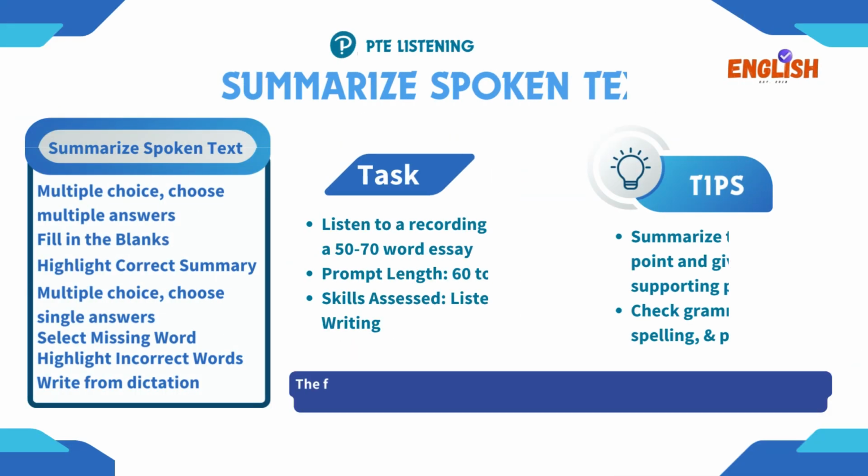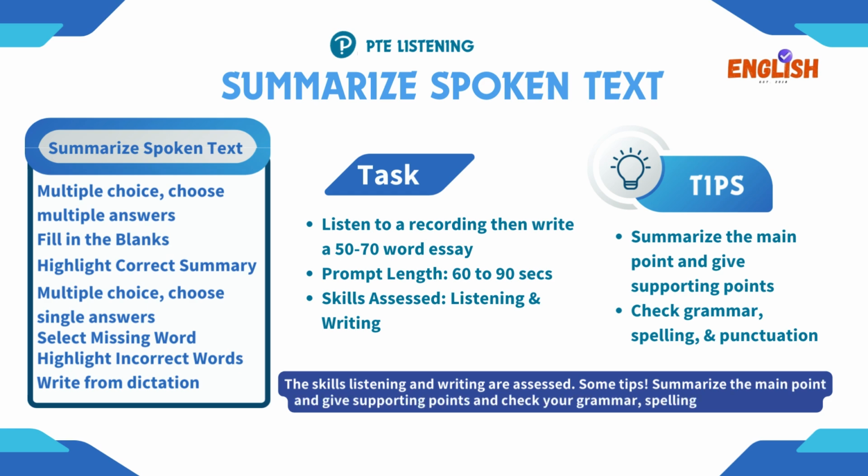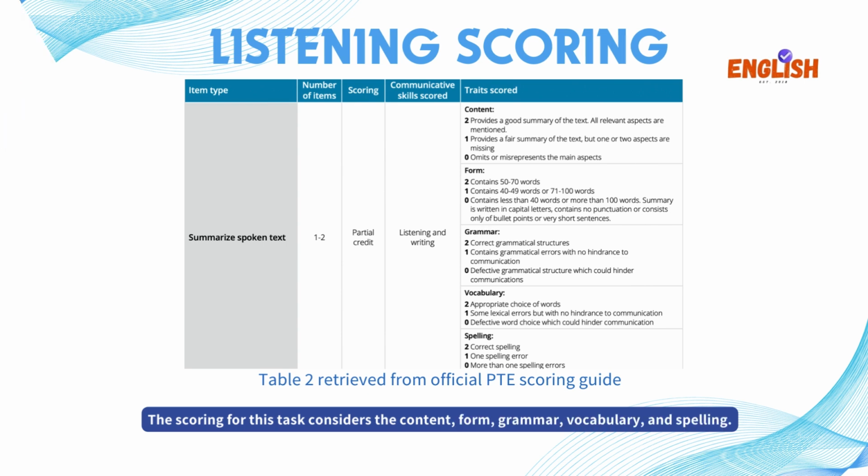The first question type is summarize spoken text. In this task, you must listen to a recording, then write a 50 to 70 word essay. The prompt length is 60 to 90 seconds. The skills listening and writing are assessed. Some tips. Summarize the main point and give supporting points and check your grammar, spelling, and punctuation. The scoring for this task considers the content, form, grammar, vocabulary, and spelling.